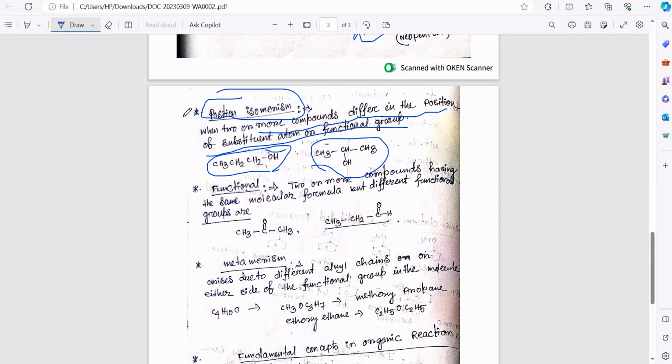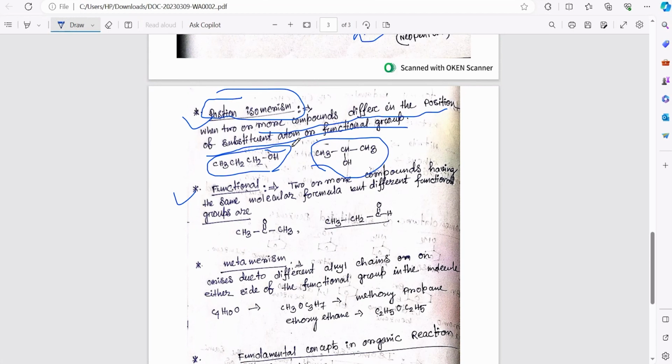So what is the difference between position isomerism and functional isomerism? Both are almost the same, but in a position isomer the molecular formula is the same and the functional group is also the same. The only difference is the position of the functional group. But in functional isomerism, two or more compounds have the same molecular formula but different functional groups.